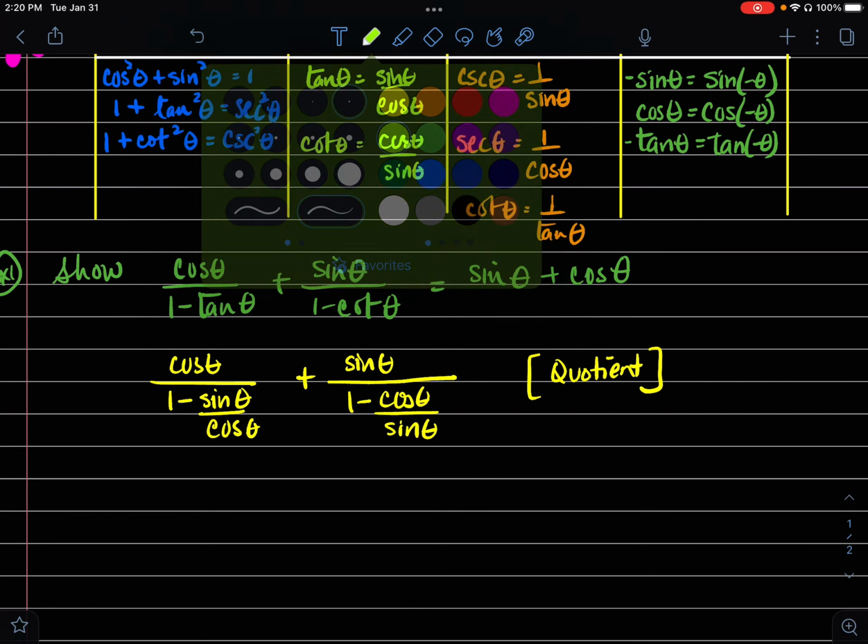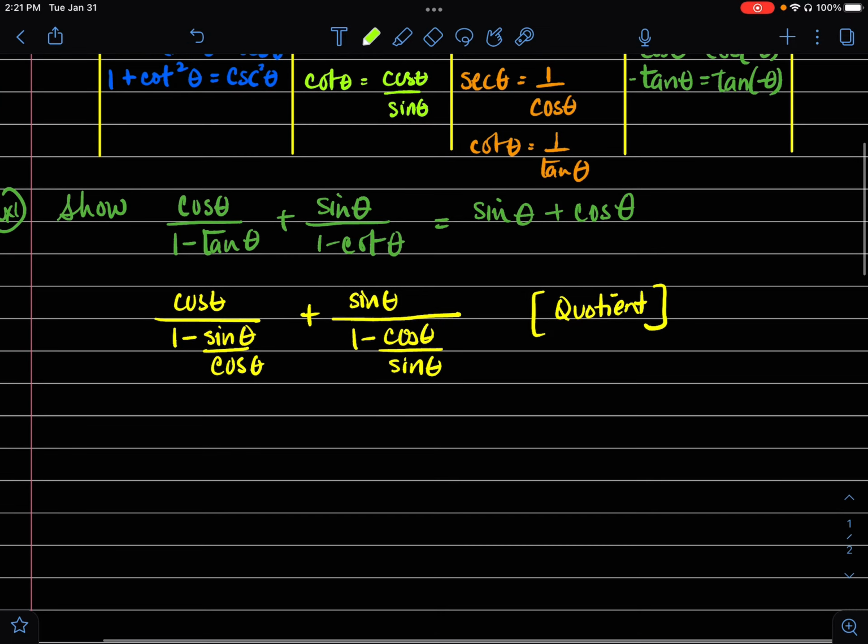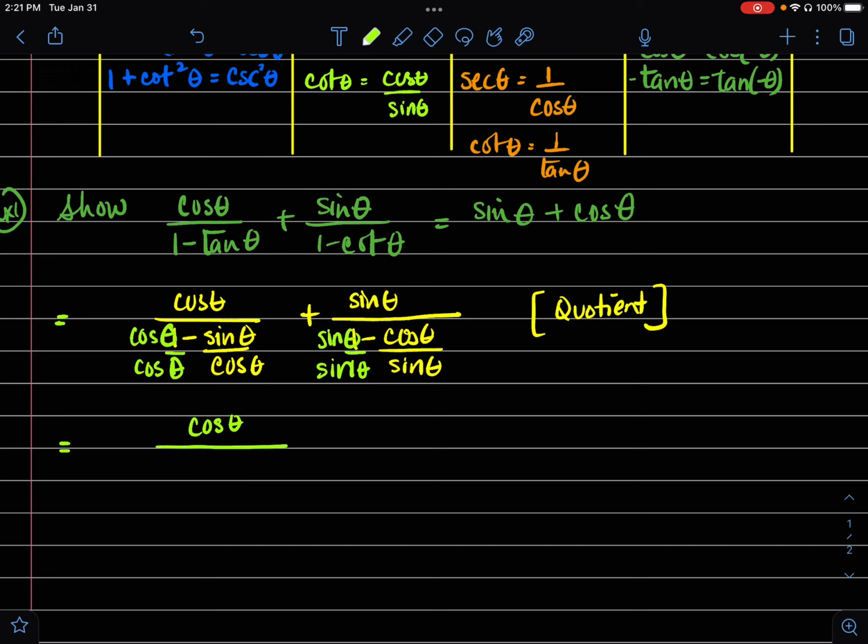Okay, when I look at the denominator, there's nothing much I can do with the numerator. The denominator is basically 1 over 1 and 1 over 1, and none of these match. So if I multiply this by cosine theta, I will have the same denominator, which means this one could take sine theta, and then sine theta. It has to be an even multiplication. I'm technically multiplying by 1, which is totally okay.